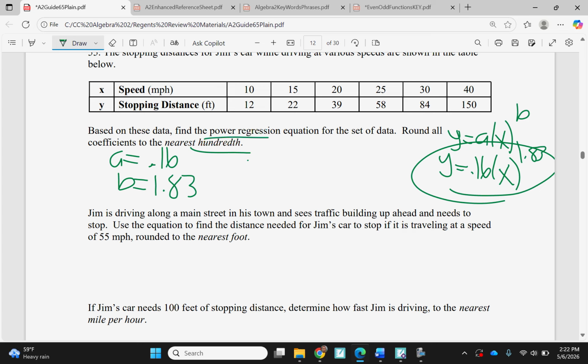I'll talk about them quick. If it's giving you 55 miles per hour, that's x. You're going to substitute it in for x. And 100 feet is y, so you're going to substitute that in for y. And I would just use y1, y2 intersect for that. You could do reciprocal power, but I would just do y1, y2 intersect.